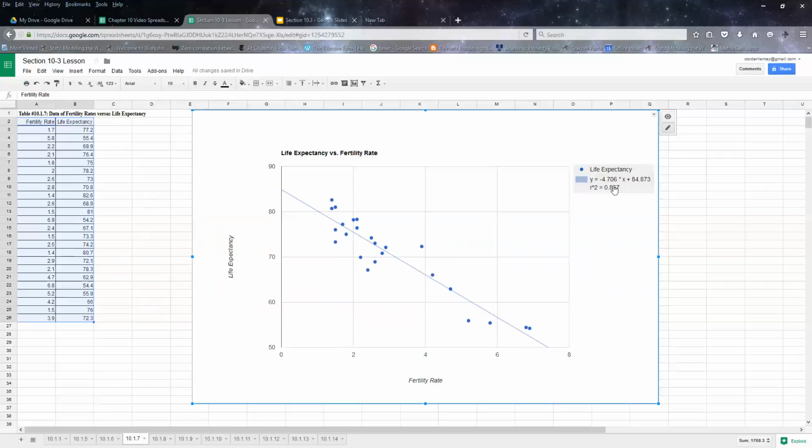But here's my regression equation, which predicts life expectancy. Life expectancy is y, fertility rate is x, and I know that because my fertility rate's on the x-axis. Okay, and it tells me that r squared is 0.867, so that tells me that about 87% of the change in life expectancy is explained by change in the fertility rate. So that's a fairly strong relationship that really suggests this might be a fairly good model.